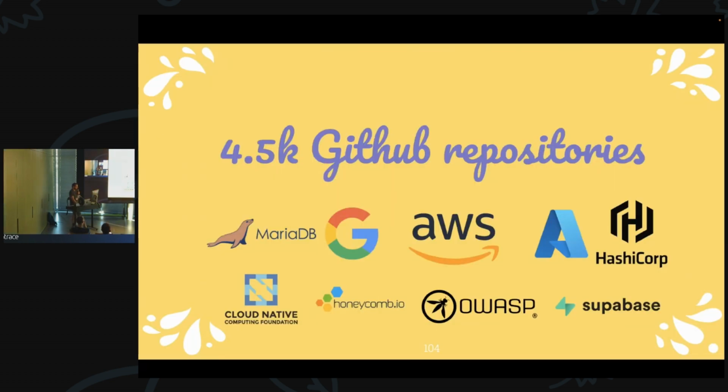Lychee is used by a lot of companies. You might not know by the number of stars. It only has 1,000 stars. And Abu gave me the 1,000th star just before this, and I told him that I would mention his name, so thanks, Abu. It is used by Google, AWS, Azure, HashiCorp, CNCF, Honeycomb, OWASP, Supabase, MariaDB.